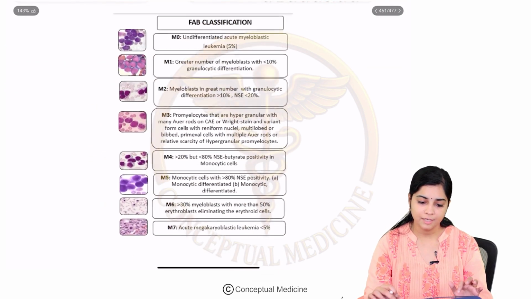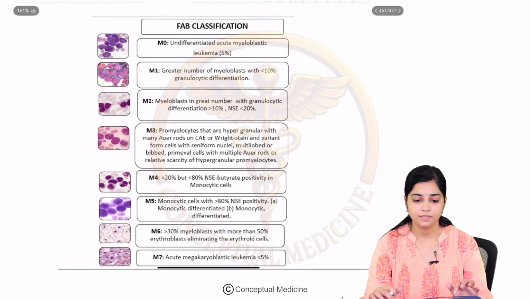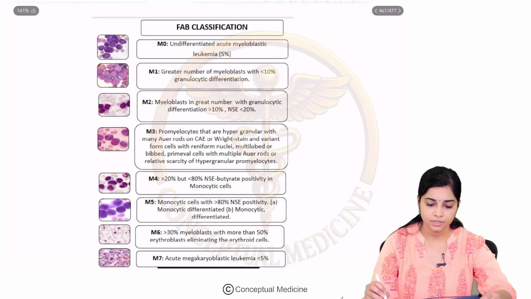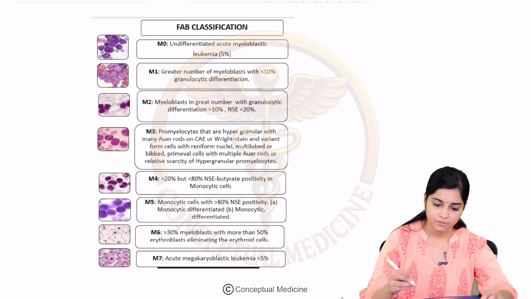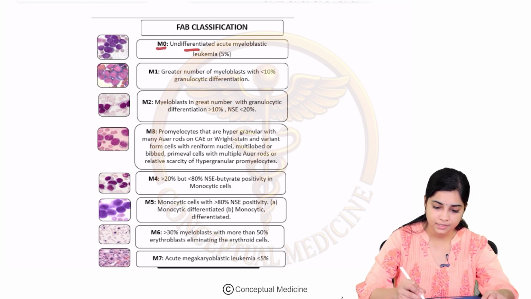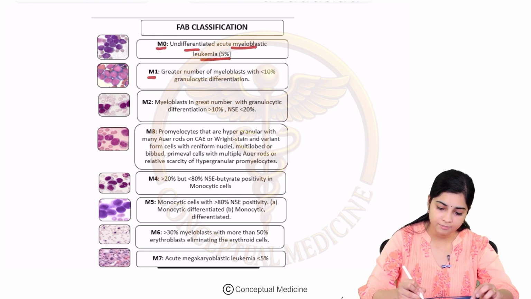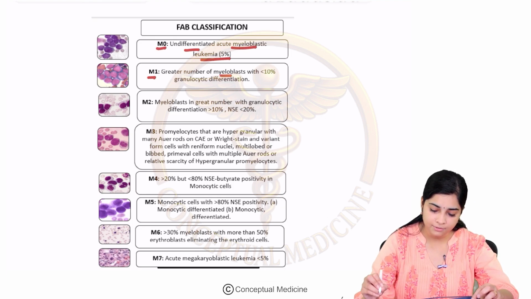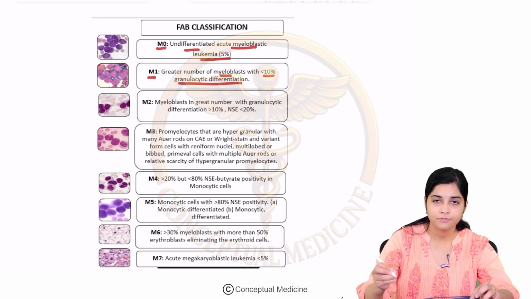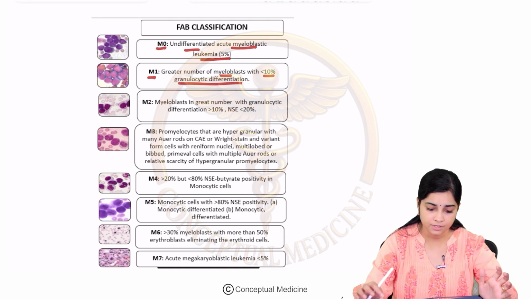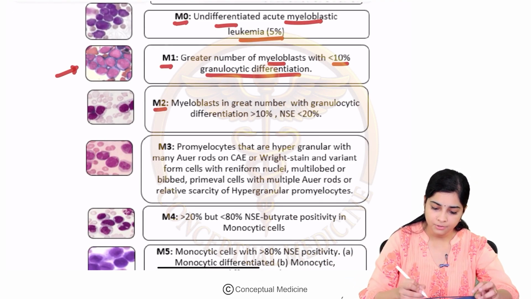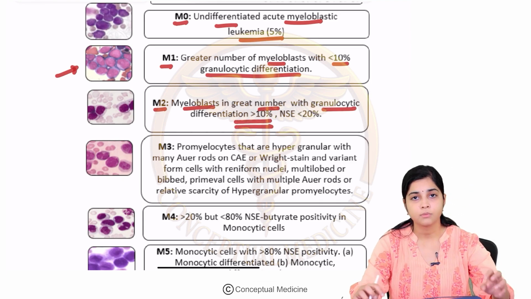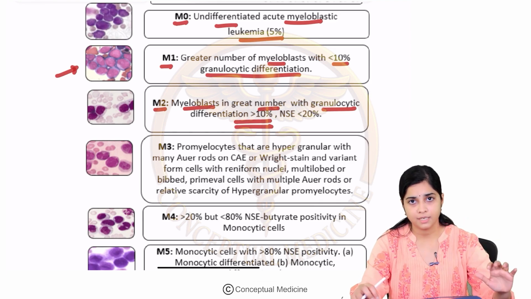Now let us understand the FAB classification system, which you would have learnt in your pathology classes as well. Okay, so this divides it on the basis of the appearances and the staining. So M0 is undifferentiated AML. M1 has a greater number of myeloblasts, but they are minimally differentiated, less than 10% differentiation, right? So can you see the image? You have huge myeloblasts, okay. M2, again the myeloblasts are greater in number with differentiation more than 10%. So more than 10%. So this is also a myeloblastic leukemia.